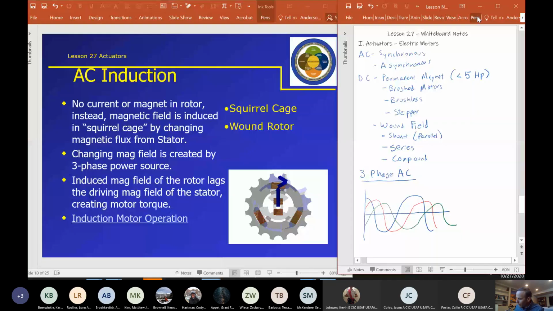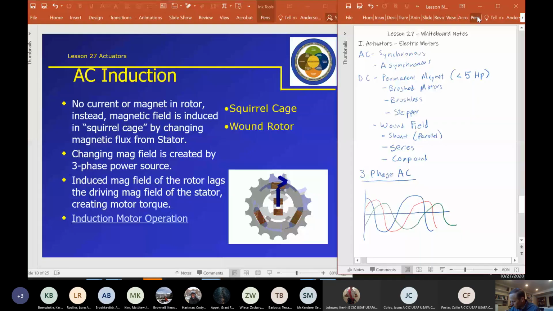Okay, the drawback is you need a three-phase power source. I bet Mr. Rodin could tell us a lot about those types of motors, but I won't put him on the spot. Okay, we're going to move on to DC motors.